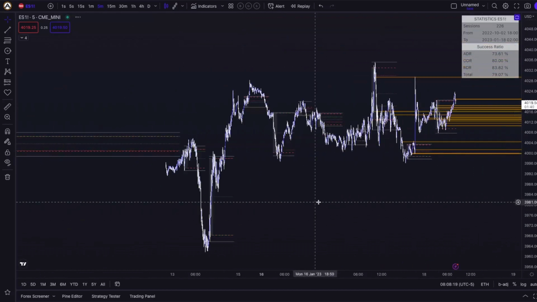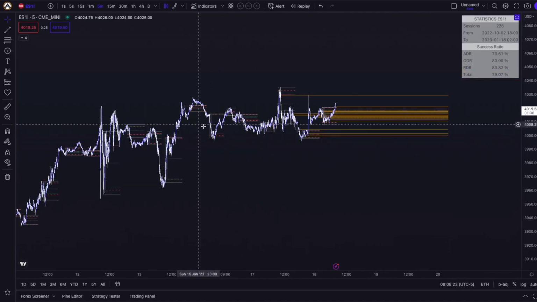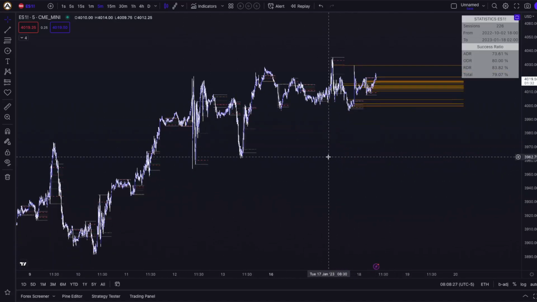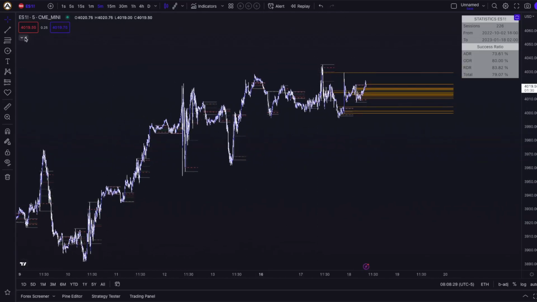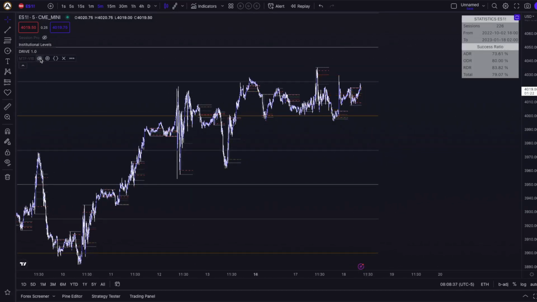We will see, because overall we are still trapped in this, let's say, higher area, relatively speaking. That's what we're going to use the next free indicator for. I also coded an institutional level indicator. Basically what this indicator does is display major key levels or institutional levels on your chart.